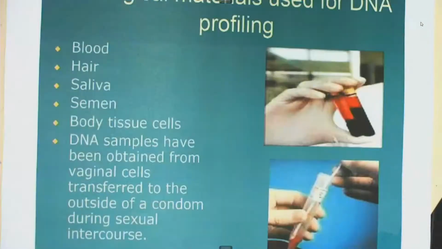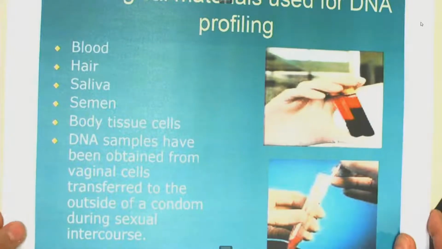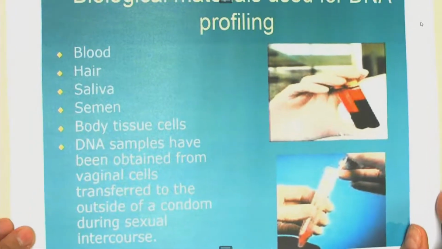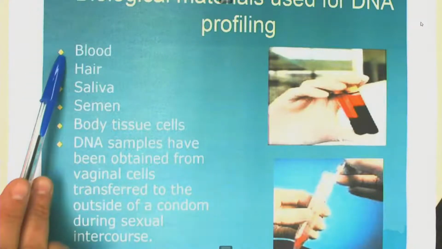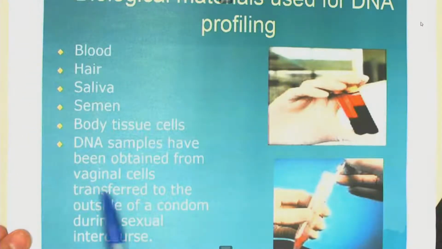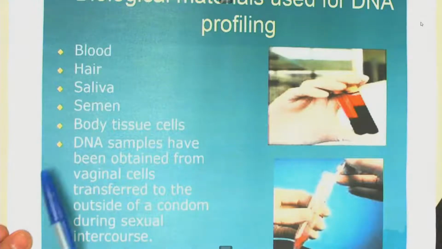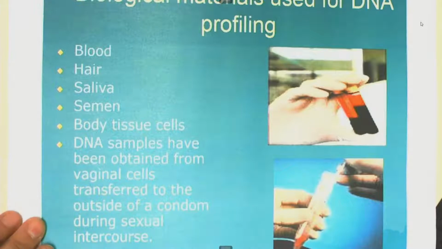All right, now here's just a few examples and more pictures. If you're like me, you like pictures in color, and I study that way, so it will help you to remember as well. The different samples that we can use. Here are examples: blood, hair, saliva, semen, body tissue, vaginal cells that are transferred. All of those things contain DNA, and that is what we use to make a DNA profile.